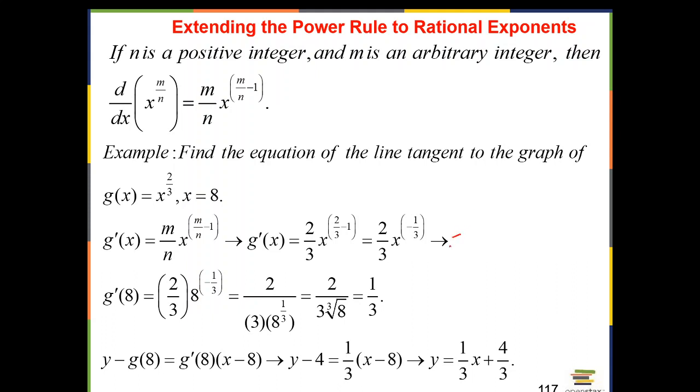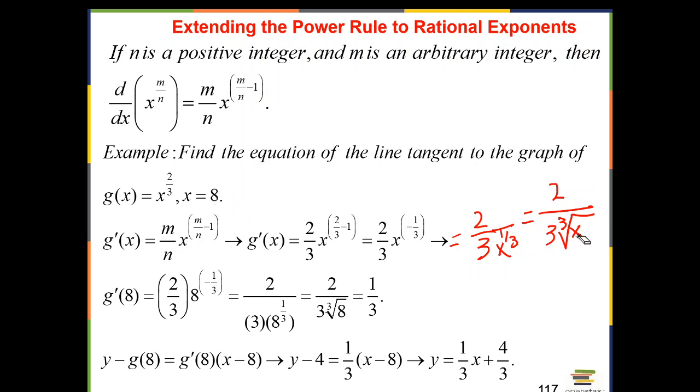So let me write it in terms of x first. So it would be 2/3, right? And then x will be x to the 1/3 here, which is 2/3 cube root of x, right? So that's g prime.